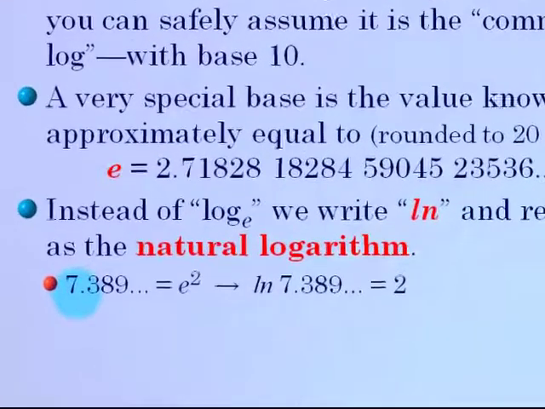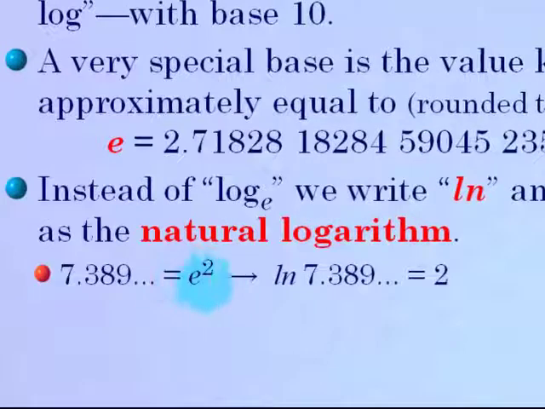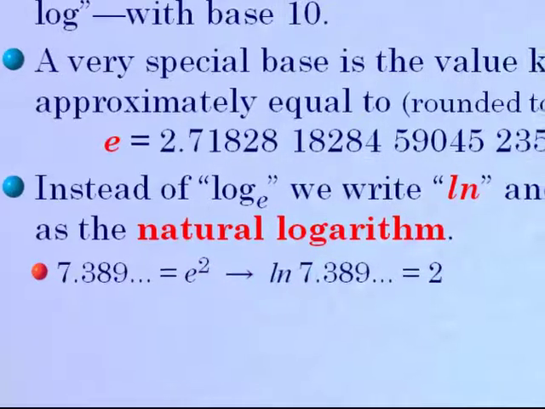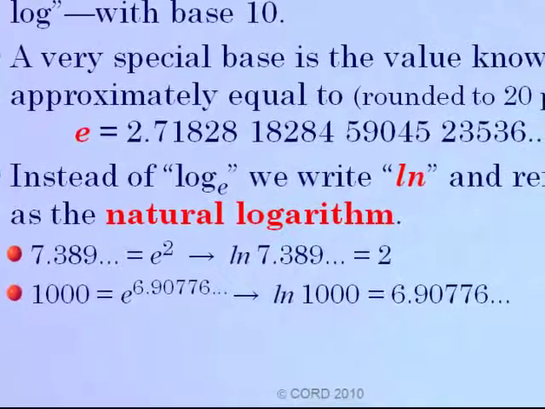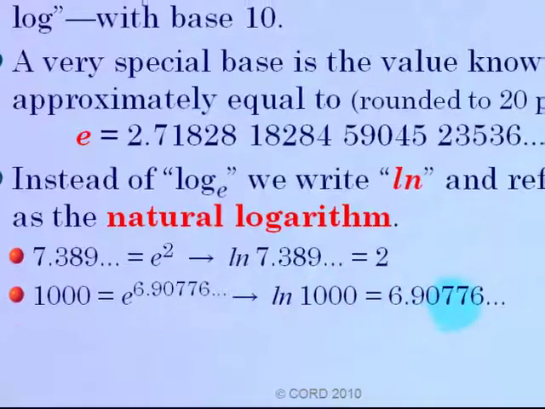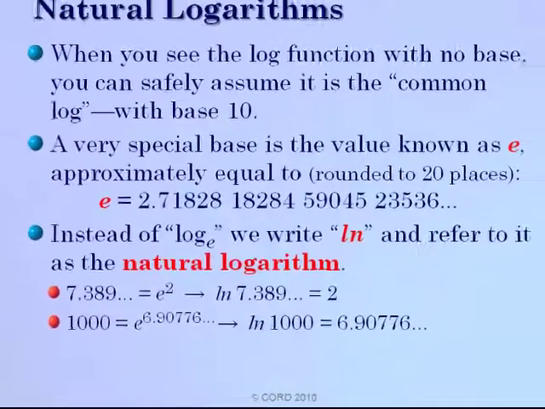So if e squared is equal to 7.389, if we take the natural log of 7.389, we get 2. That's the exponent on e. This is just like the log base e. Here's another example. 1,000 is equal to e to the 6.90776, and maybe some more numbers there. And we know that because the natural log of 1,000 is equal to 6.90776 with a bunch of other numbers.